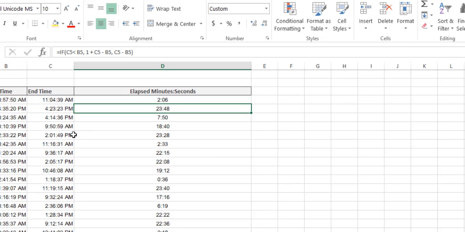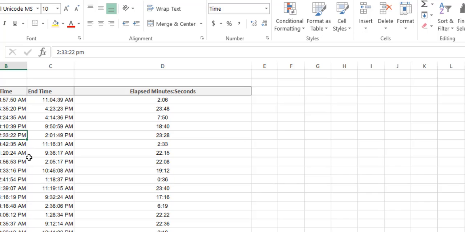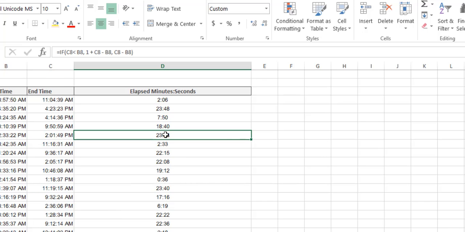Like this. Now here is the time. For example, look at this time, which is typical. From 2:33 p.m. to 2:01 p.m. It is a long duty time, almost 24 hours, but you can see that the formula is calculating it very nicely and very accurately.